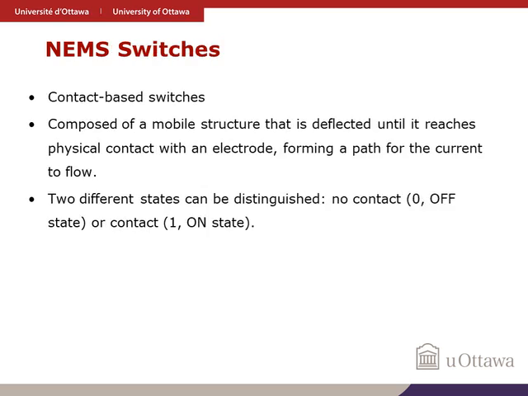NEMS switches are contact based switches. They are composed of a mobile structure that is deflected until it reaches physical contact with an electrode, forming a path for the current to flow. There are two states that can be distinguished. The first state is the zero state, which is also an off state where there is no contact, and the second is the on state where the contact has been formed.